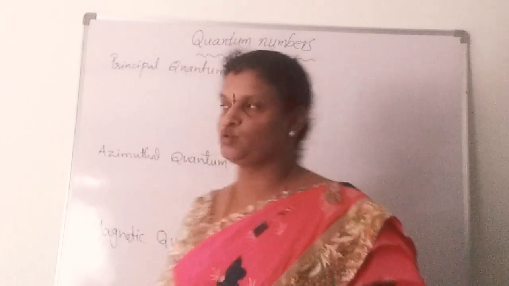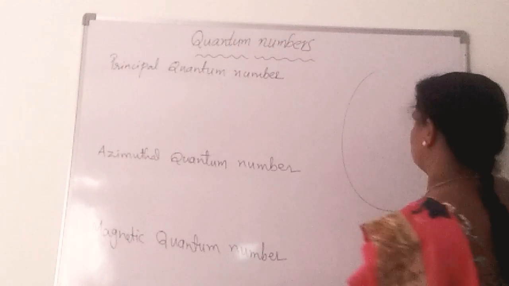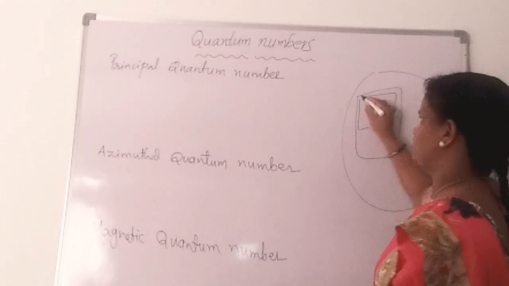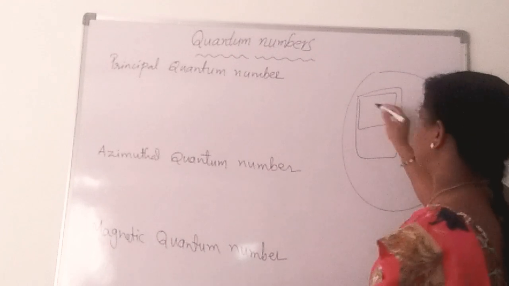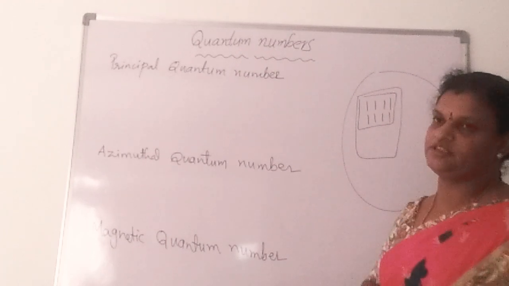Before going to these quantum numbers, I'll compare the atom to a school. If you take the school, inside the school we have some classes. Inside the class we have some sections. Inside each section we have some benches. On each bench some number of students are sitting.